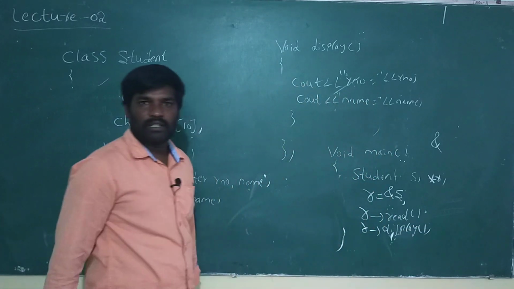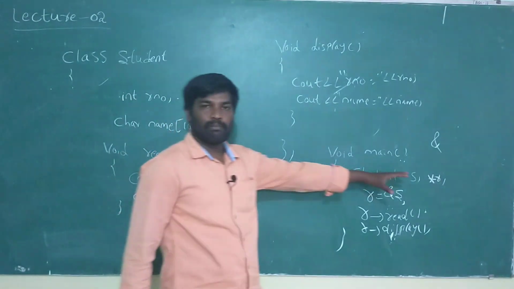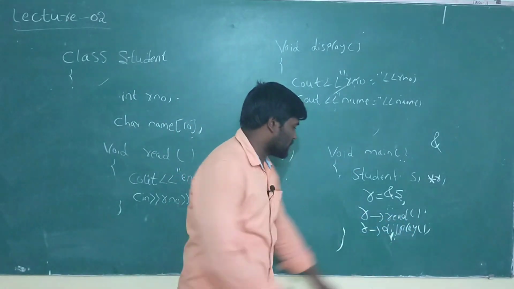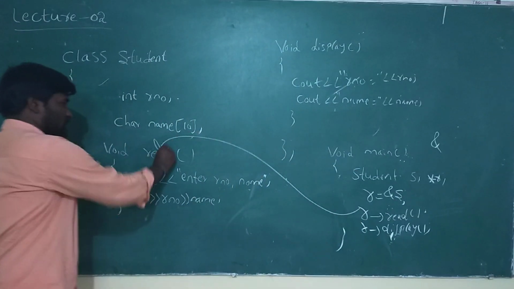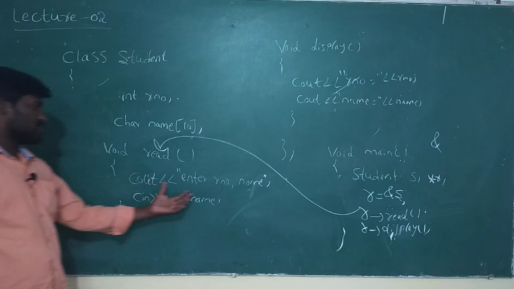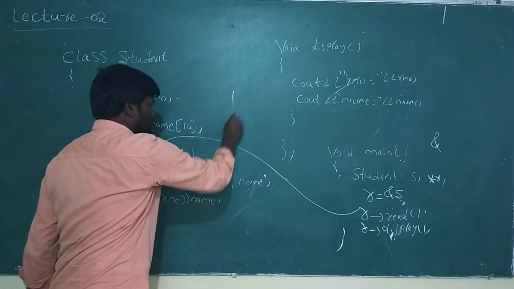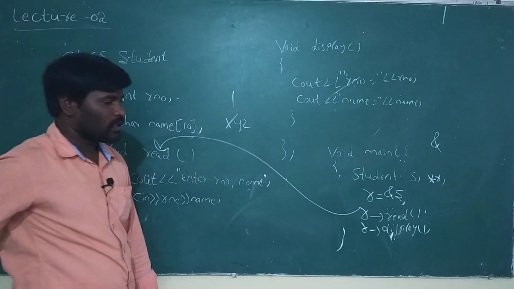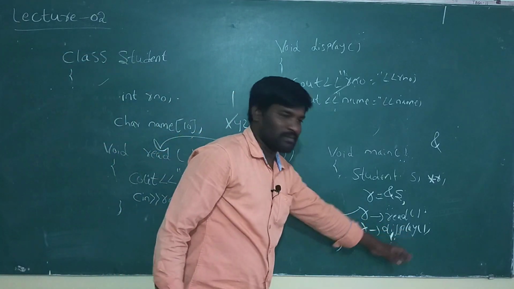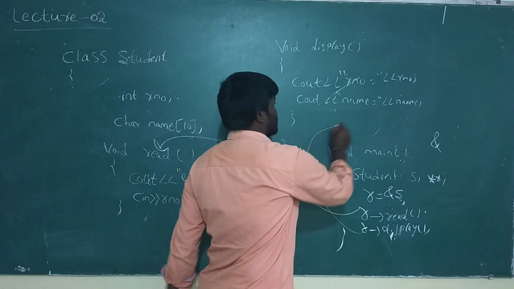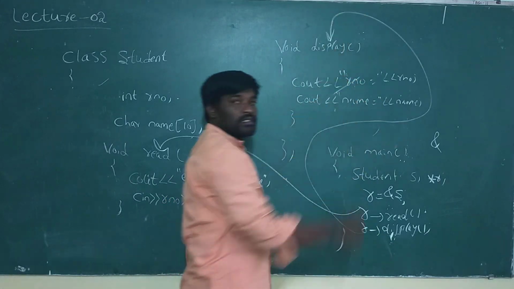So this is the calling of function using the pointers. R arrow read means it will call the read function. In the display, it should display the enter the roll number and name. I can enter 1 XYZ. Next, R dot display means it will call the read display function.